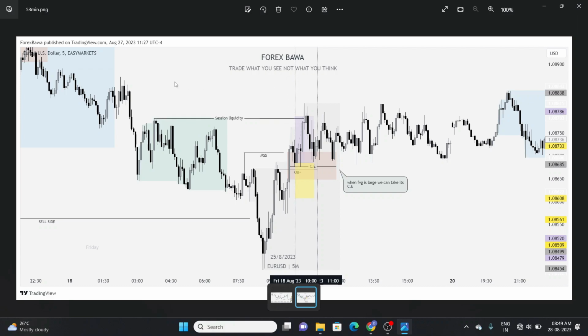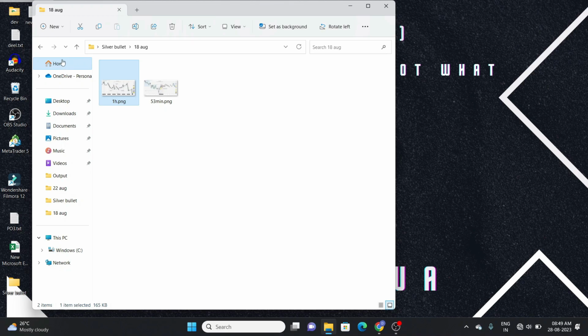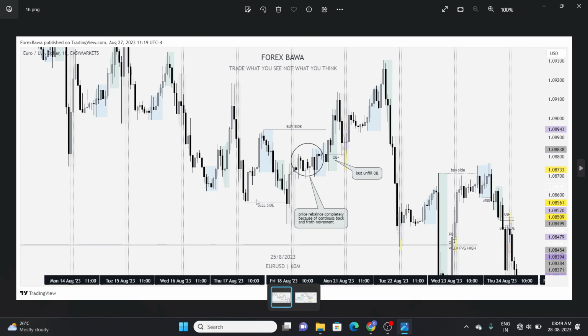So don't expect that price can take this liquidity or this liquidity or this, because we have to follow strictly our rule. What are the rules? That is the 10 pip rule. 10 pip profit, 10 pip target, 10 pip stop loss.